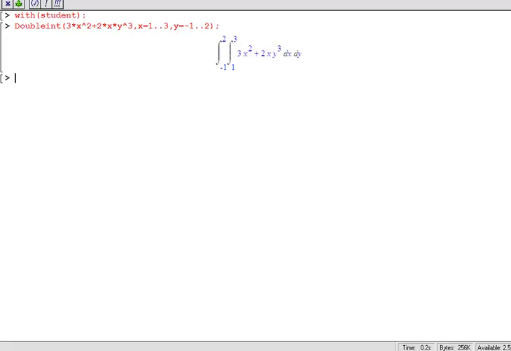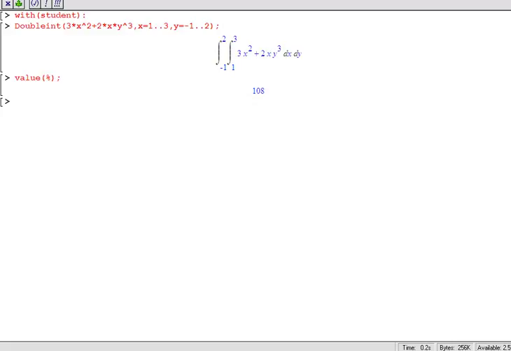And you see that it'll give us that double integral, dx dy. All we have to do is say value. Percent gives us the last command that we've typed. So we want the value of that double integral, and it gives us 108, which we knew because we did that problem. Okay, now I'm going to switch the variables. Wherever there's an x, I'm going to put a y, and wherever there's a y, I'm going to put an x.